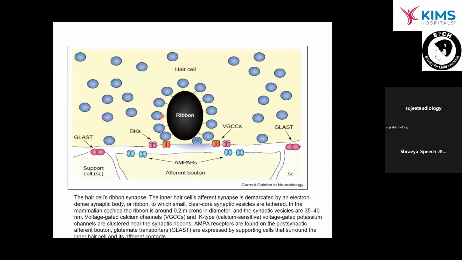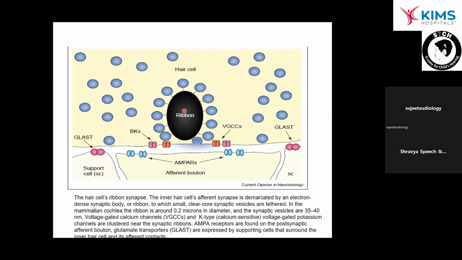Okay, now this is another important aspect which you have to understand. You can see this is called a ribbon. Ribbon is nothing but this is called a ribbon synapse. Basically, the synapse between the inner hair cells and the auditory nerve is your ribbon synapse, wherein the moment there is a signal, small synaptic vesicles get combined to this ribbon.